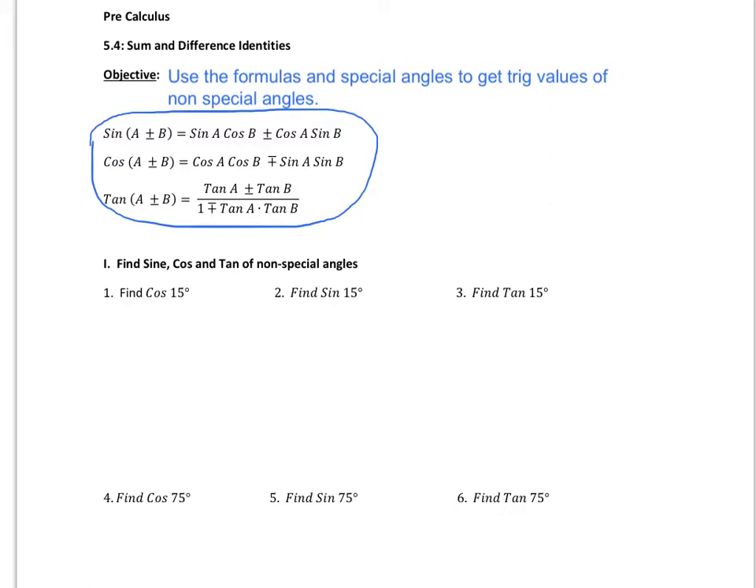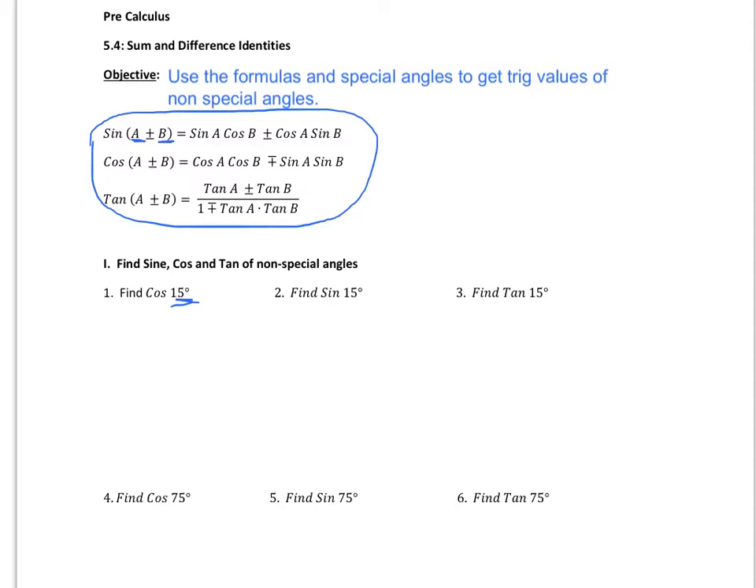Now, what do I mean by non-special angle? Well, if you look at the first one, actually 1, 2, and 3, see how we have 15 degrees? I don't know what the sine and cosine of that is, unless I just put it in my calculator. I can't make a special right triangle with it, so we're going to use this to get it in fraction form. Now, the main thing is, this A and B, they have to be special angles in the unit circle. If they're not, then we can't use these formulas.